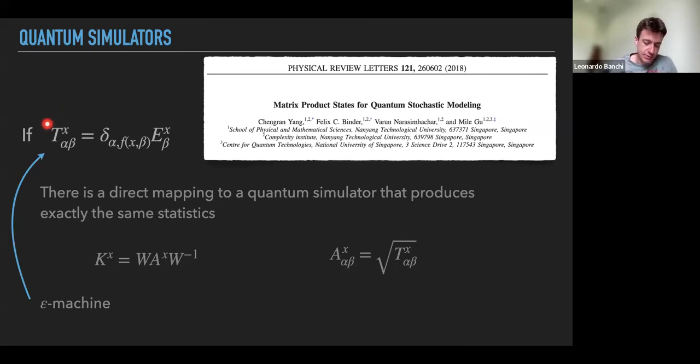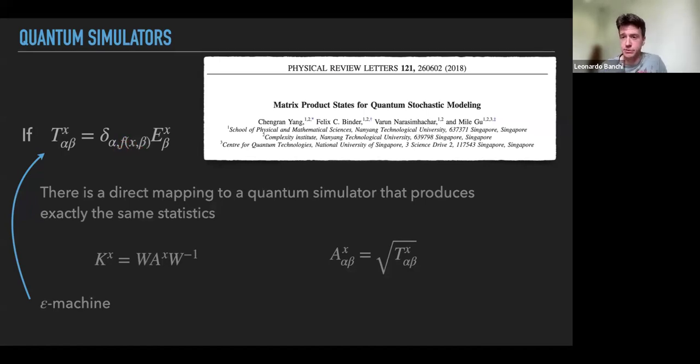And the idea there is as follows. So suppose now that the transition matrix can be factorized in this way. Remember that in the transition matrix, X is the future observation, beta is the past memory, and alpha is the future memory. So from the past memory, you emit an observation. And then once you know the past memory state and the observation, the transition from the past memory and the observation to the future memory state is deterministic.